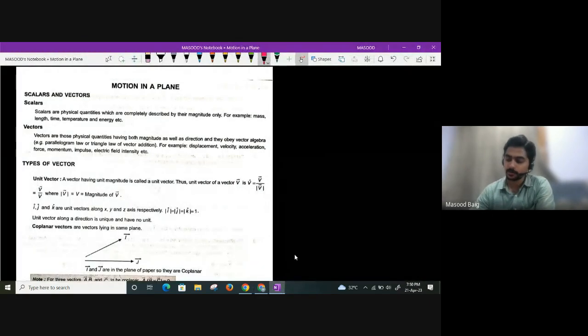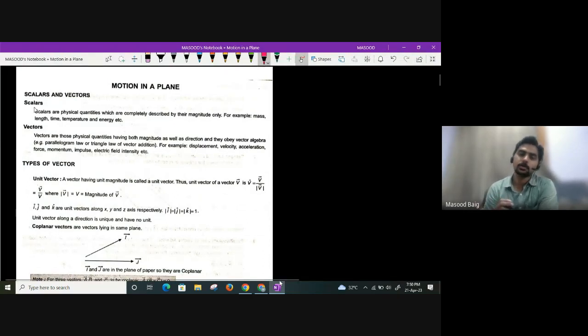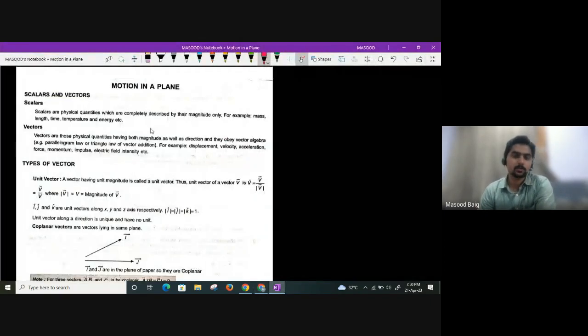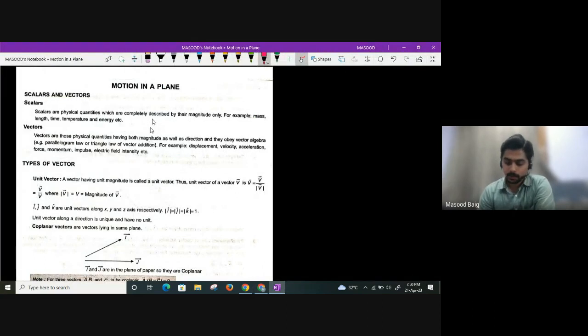So from this chapter onwards, we start vectors again. A scalar is any quantity which is determined only by magnitude. Such quantities are called scalar quantities. And those quantities which are described by both magnitude as well as direction are called vector quantities.